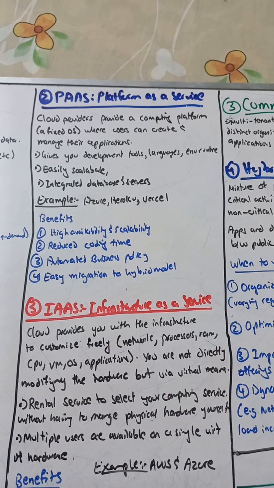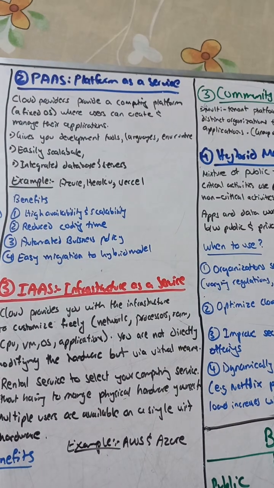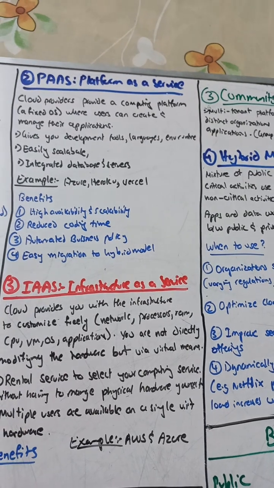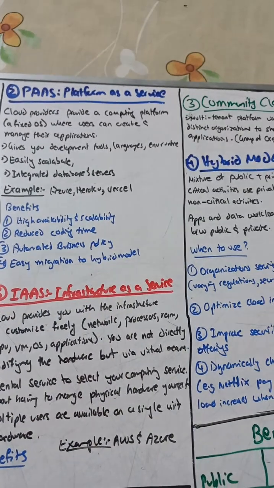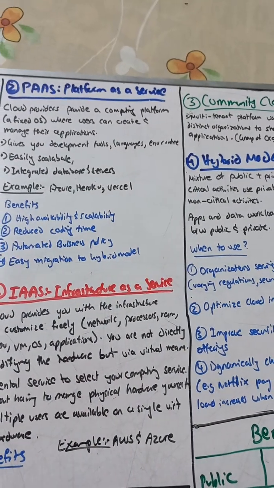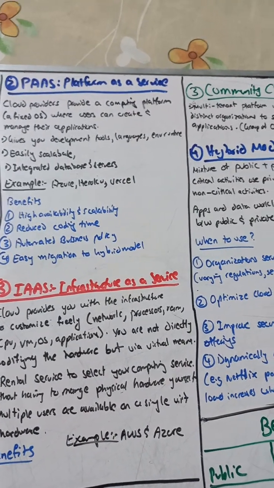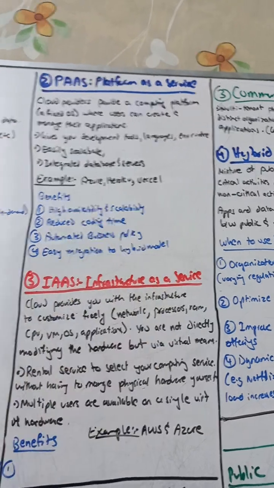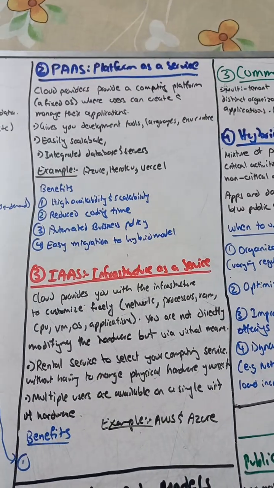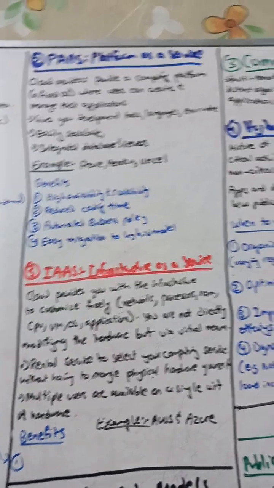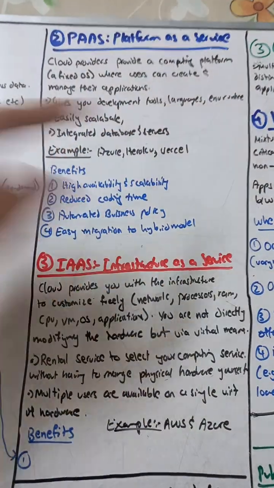It has reduced coding time because you aren't concerned with the OS and the underlying structure as to how the infrastructure is communicating with the OS and how it's being utilized for your application. You're just concerned with how you're going to write your application. It has automated business policy, and it's easy to migrate to a hybrid model. So I'll just read these things out.